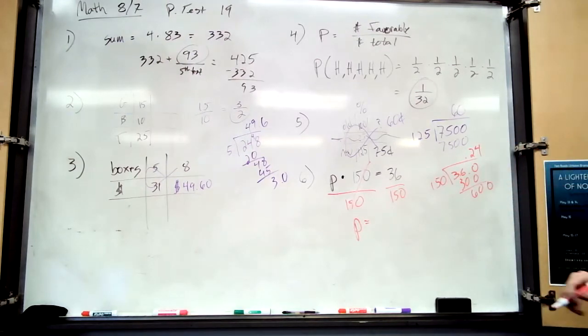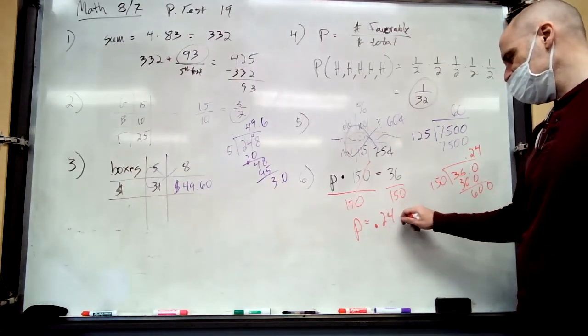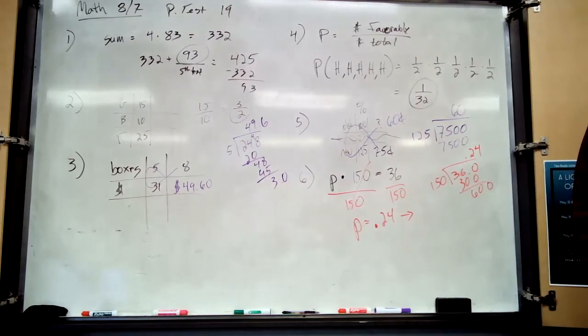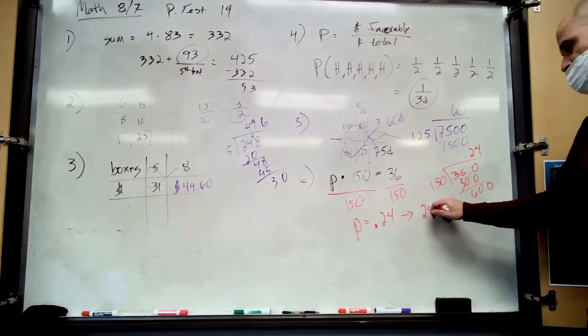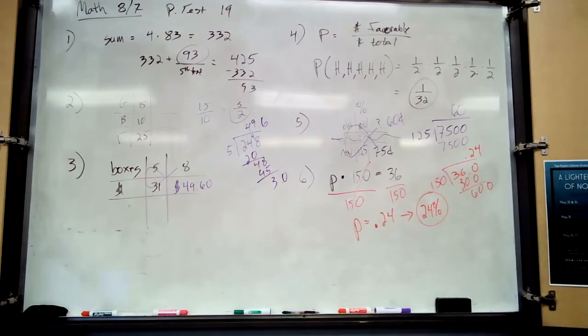Okay? So what is 0.24 as a percent? 24%. Move the decimal over 2 places and you're done. So what percent of 150 is 36? 24%. That makes sense, right? It's addicting, isn't it?